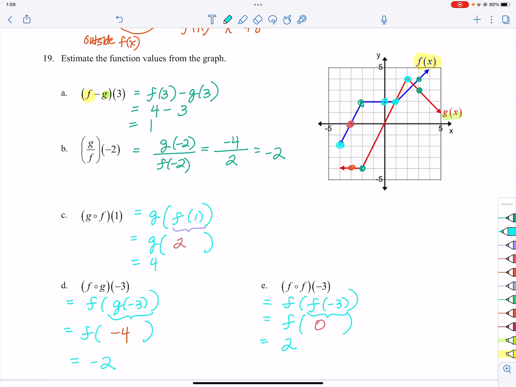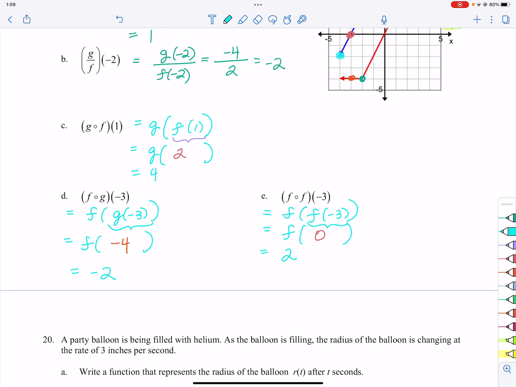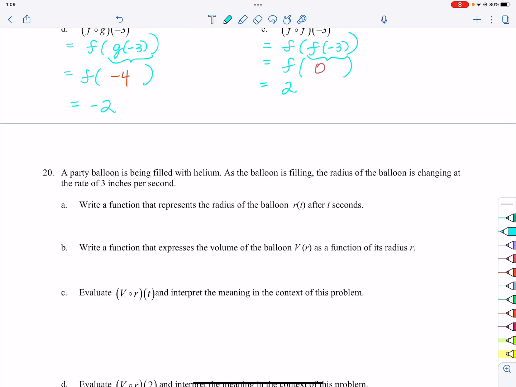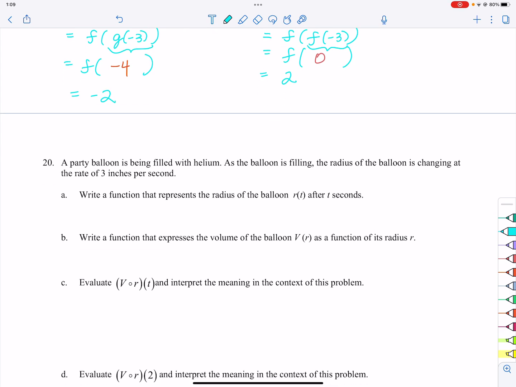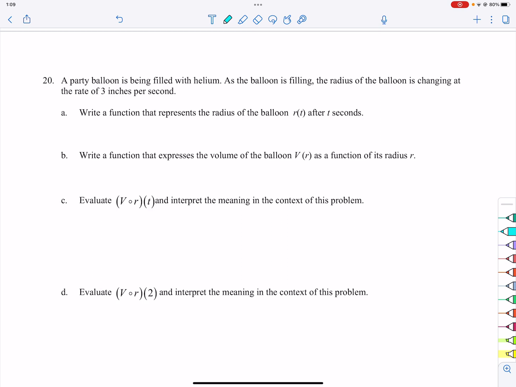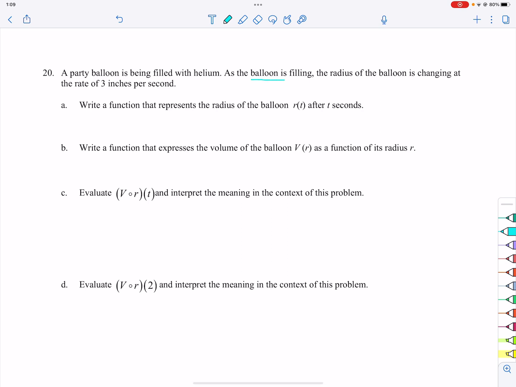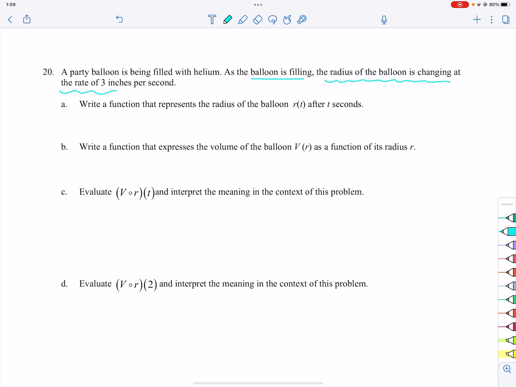Coming up to our last page in this very long section, we have a party balloon, and it's being filled with helium. And as the balloon is filling, the radius of the balloon is changing at a rate of 3 inches per second. Okay? So let's go ahead and let t equal time.